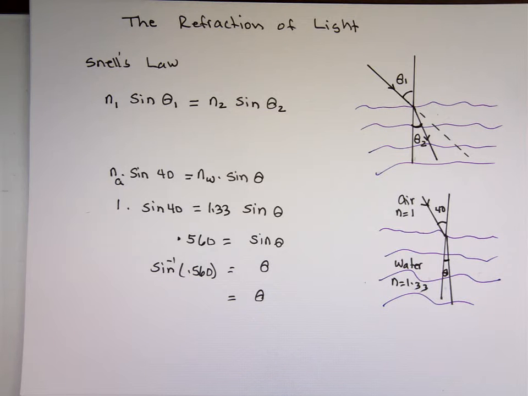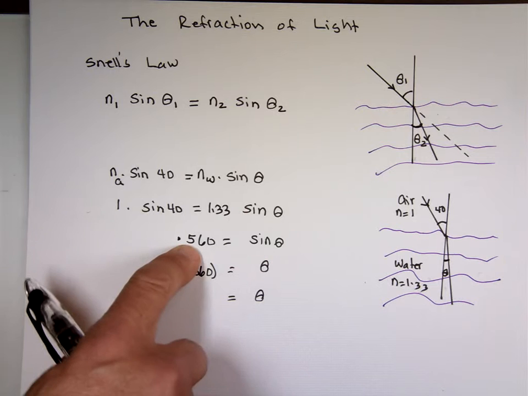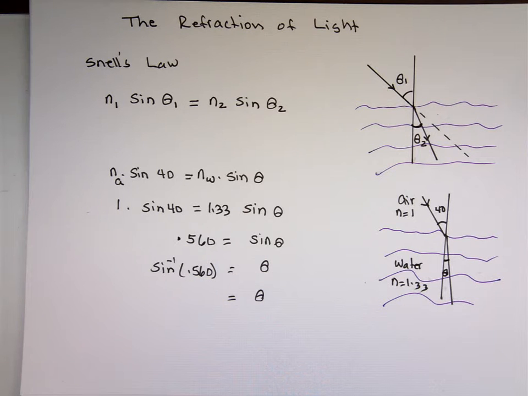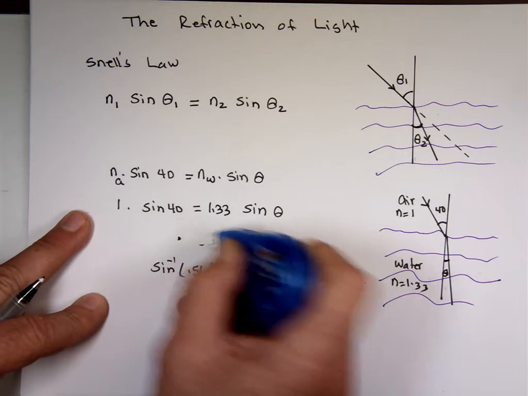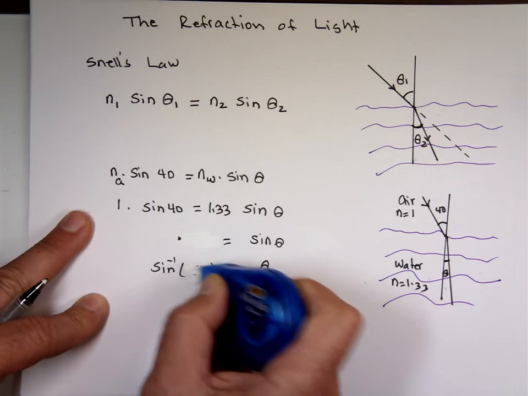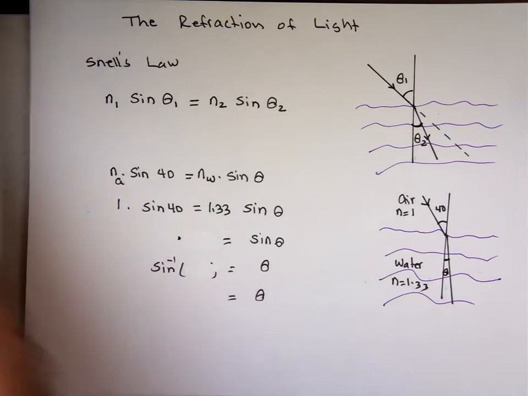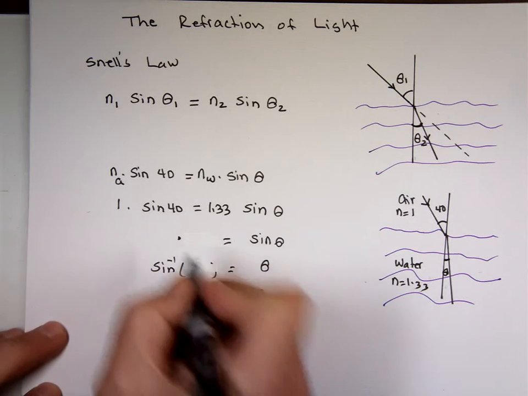Oh, I got to make sure I'm in degree mode. I'm actually in radian. So let me redo it again. That's not right because I was in radian mode. Sine of 40 divided by 1.33. That number is 0.483. Is that what you got? I forgot. I was using the calculator last night for calc and I was using radian. So this number is 0.483.